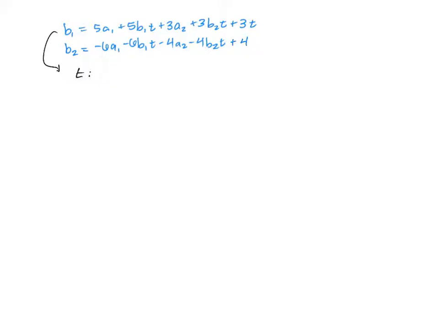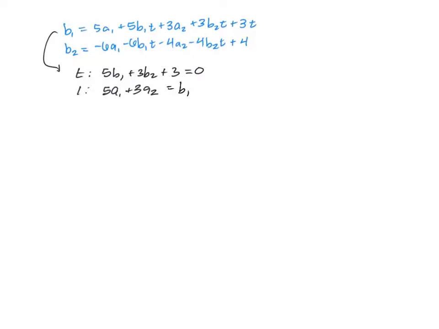we're going to have a 5b1 plus a 3b2 plus 3 equaling out to 0 on the left-hand side. Then if we equate the constants, we're going to have a 5a1 plus a 3a2 plus nothing equals b1.